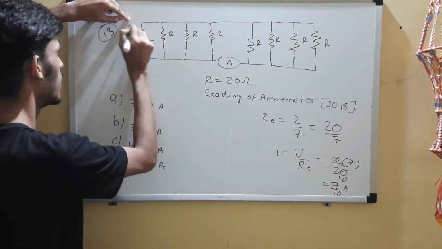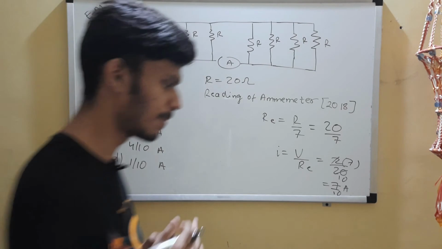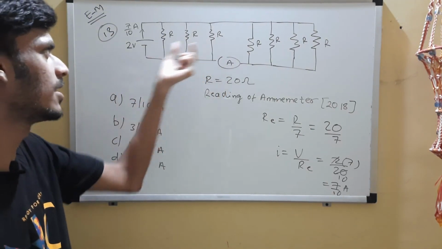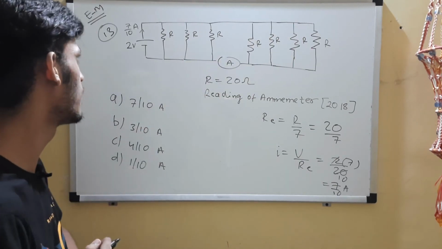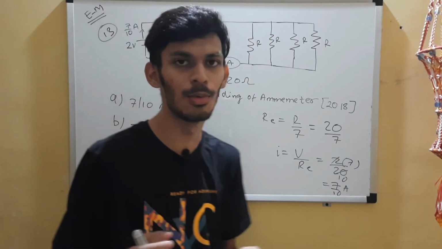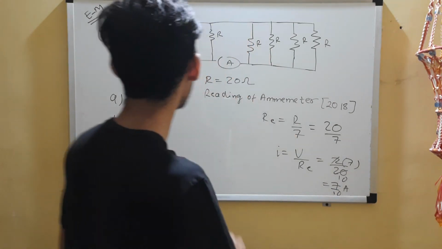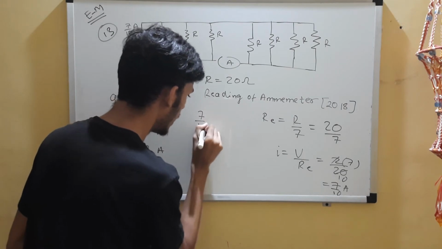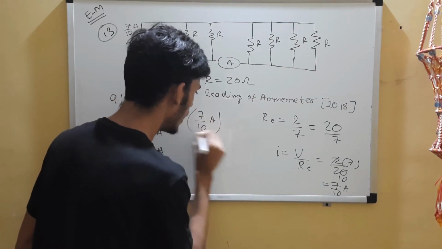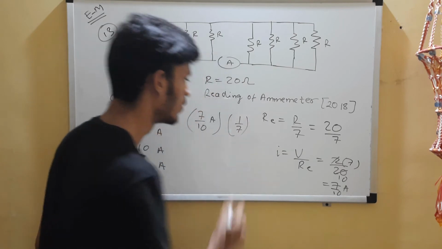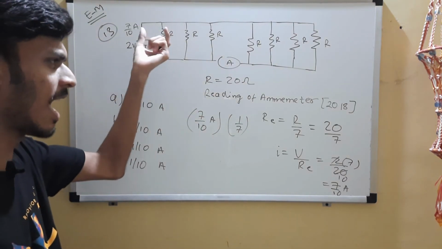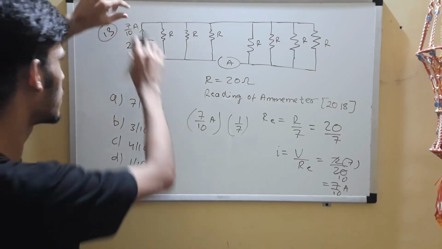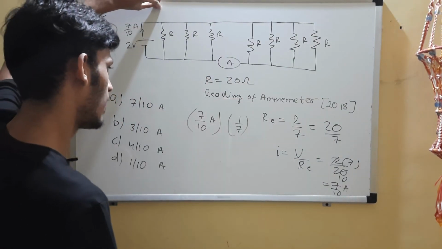Okay, so now we have to split this current and see how much is passing through the ammeter. Okay, so you can see that all the branches have identical resistances, right? So the current will split equally among them, right? Equal preference. So this current will split into 7 equal parts. Okay, so 7 by 10 amperes will split into 7 equal parts. Each resistor will have 1/7 of this current. Okay, I hope you are getting my point.